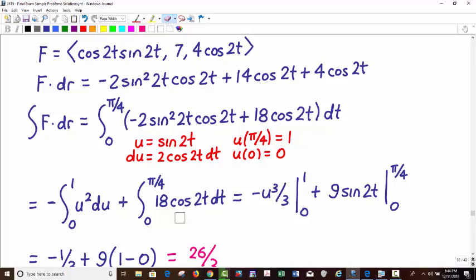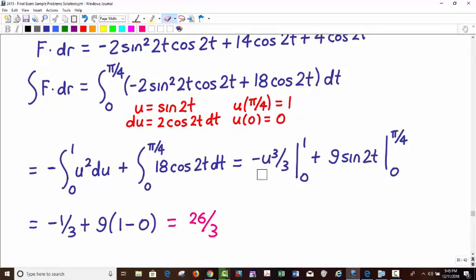Now the middle integral, it's just taking a basic antiderivative. Now I didn't show the work here, but I'll mention it verbally. So you would just, the antiderivative of cos of 2t would be 1/2 sine of 2t. So that's what's turning the 18 into the 9, the 1/2 that comes from this antiderivative. And there was no need to change limits or anything there. So I just left 0 to pi over 4.